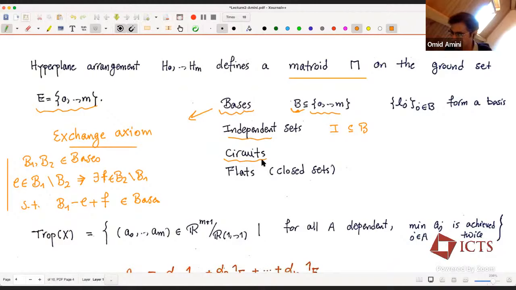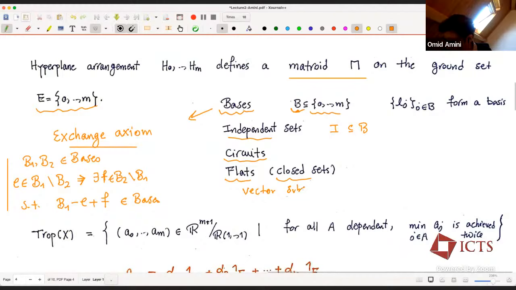You can also define flats or closed sets. These are the combinatorial analogs of subspaces, like a vector subspace, if you are given a collection of vectors. And it seems that these are exactly the ones which allow you to completely describe the tropicalization of the complement of a hyperplane arrangement. What is a closed set determined by a matroid M? These are the subsets F inside 0 to n, which verify the following property.